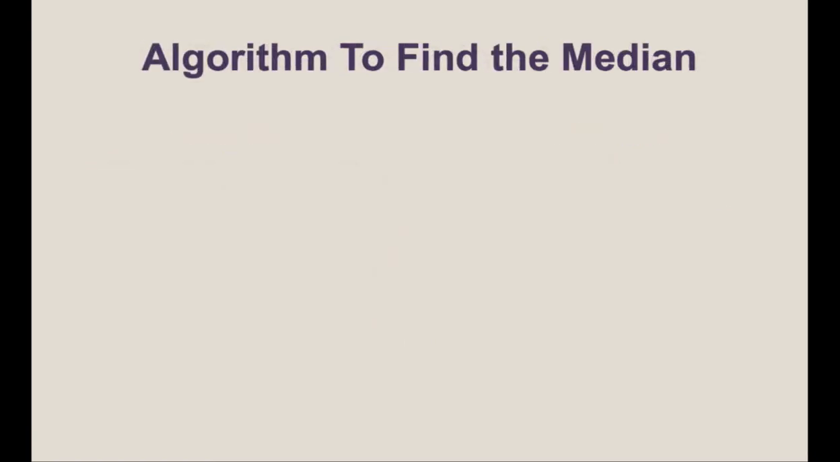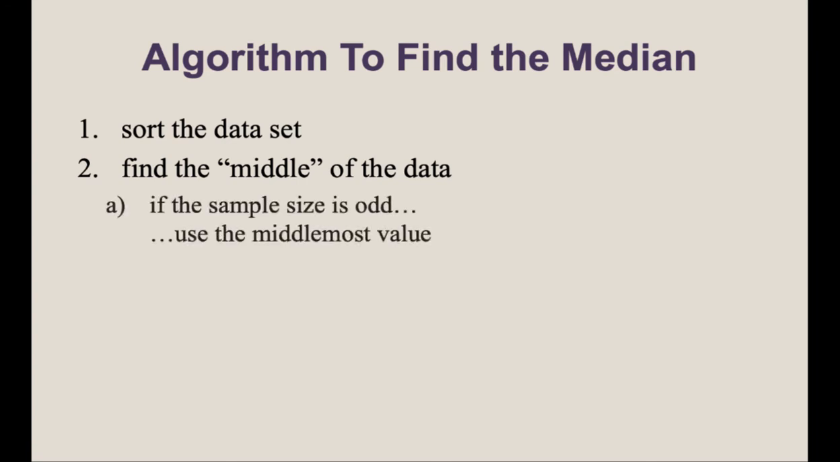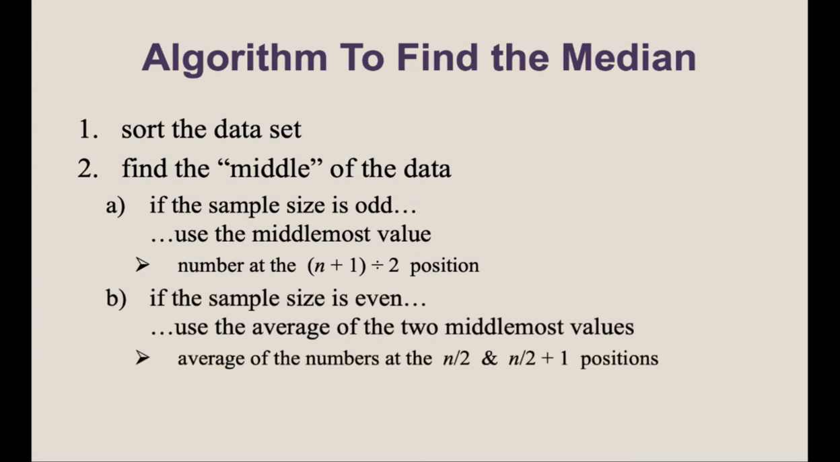The takeaway message here is that we have to do something different if there is an even number of values in the data set as opposed to when there is an odd number of values. If the sample size is odd, we add 1 to n and divide the sum by 2. The value in the sorted data set at that position would be the median. If the sample size is even, we divide n by 2 and then take the number at this position and the one immediately following it. The average of these two numbers is the median.